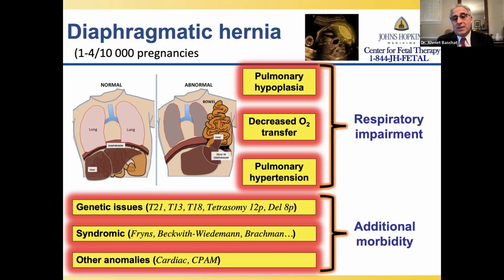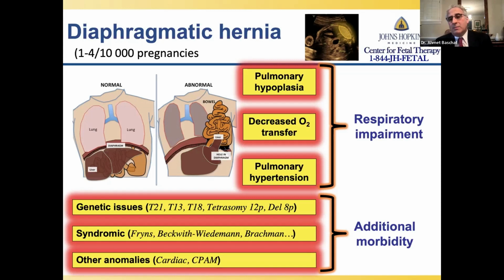What that does is it compresses the lungs to a variable degree during phases that are critical for normal lung development. While the baby doesn't need the lungs in fetal life to breathe because the placenta takes care of that, when the baby is born, there are various degrees of respiratory impairment that are proportional to how big the defect is and how much the lungs are compressed.